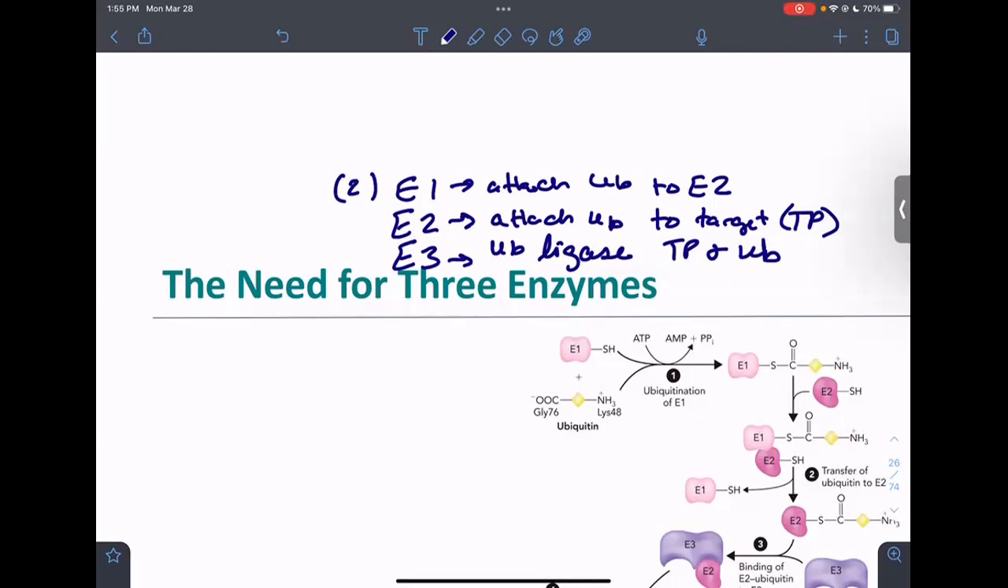Then E2 is the one that's going to bind. It actually binds to E3, and it has the ubiquitin. And then E3 is actually going to be able to transfer that ubiquitin molecule to the target. So we actually have 30 different E2 enzymes. But here's where it gets crazy. At E3, we have 500 genes encoded in the human genome for E3 ubiquitin ligases. And so these have to be very, very specific for their targets so that you're degrading the right thing.